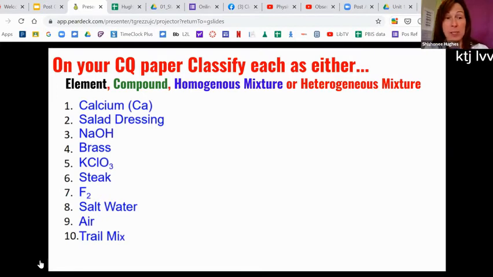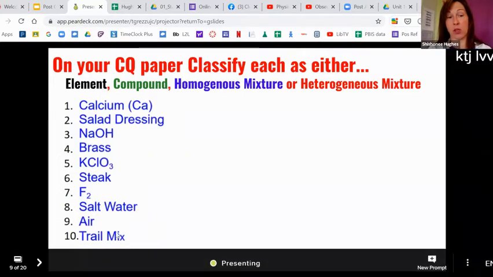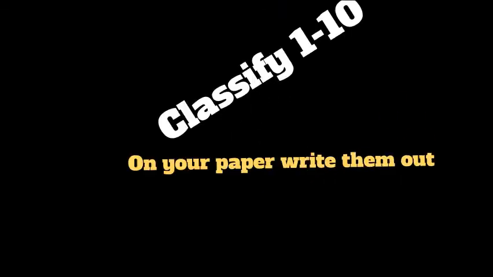Calcium, salad dressing, sodium hydroxide is the NaOH, brass, potassium chlorate, steak, the fluorine there, salt water, air, and trail mix.